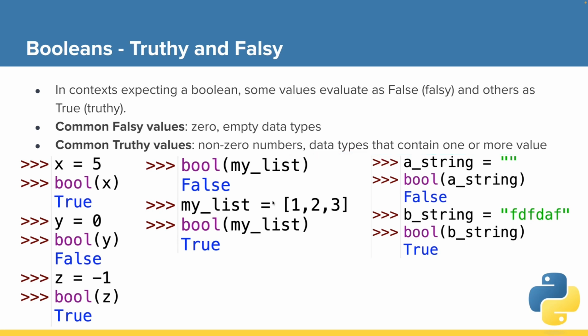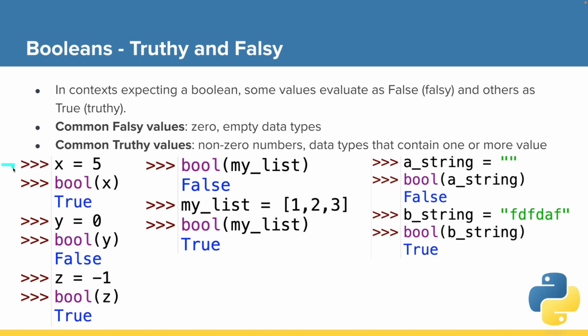And this comes into play in Python a lot. We'll see later on, for example, with loops and with if statements. Booleans are a big part of those because they rely on evaluations of true or false. So these falsy and truthy values really come into play there. Let's take a look at some examples.